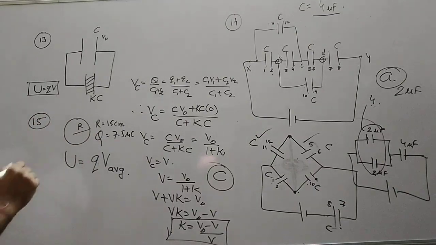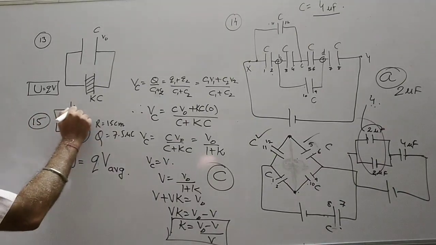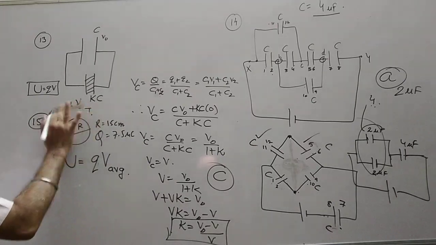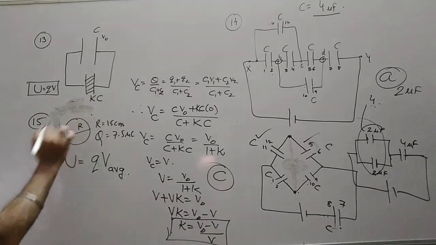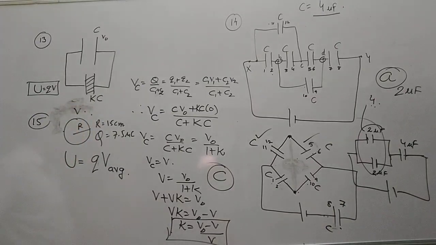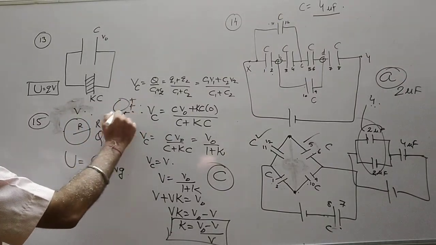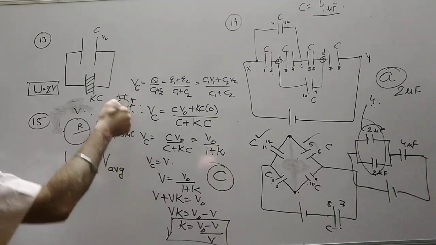Now suppose it is charged to a potential difference of V. So let the potential difference of this be V. Here I have to take an average V, not directly. It is not given that 7.5 microcoulomb is deposited on it and you find out the charge.